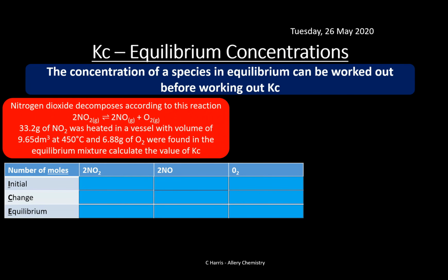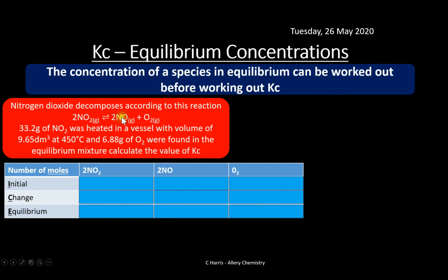So let's look at an example. So nitrogen dioxide decomposes according to this reaction here. So you can see here that we've got nitrogen dioxide forming nitrogen monoxide and oxygen. And so we have 33.2 grams of NO2 was heated in a vessel with volume of 9.65 decimeters cubed at 450 degrees Celsius. Okay, and 6.88 grams of O2 were found in the equilibrium mixture. We need to calculate the value of Kc. Okay, so what we need to do is work out the value of Kc in this reaction here.